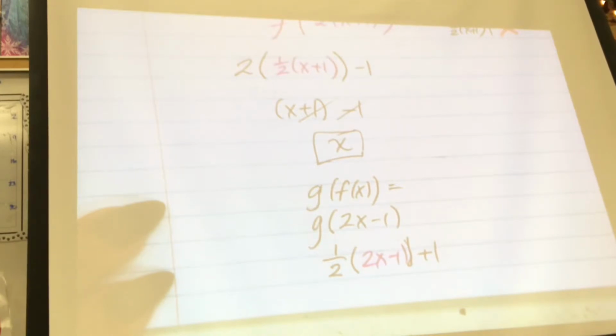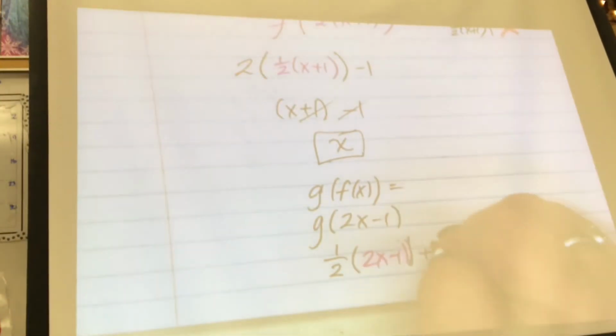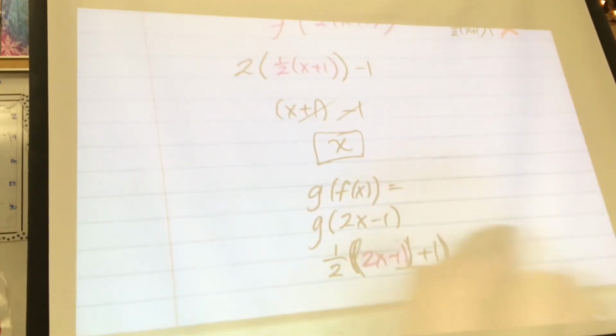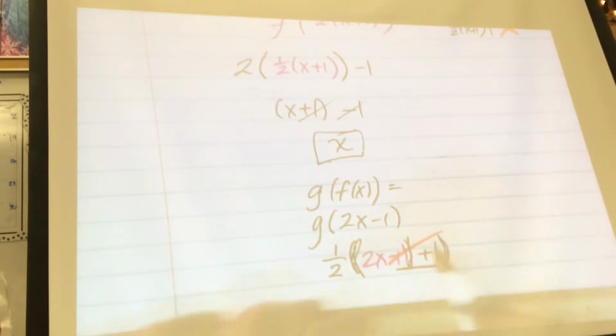Please excuse my dear Aunt Sally means that I am not allowed to do this in any order that I want. So I have a 2x minus 1 and then a plus 1 right here. It's all in the same parentheses. So what can I do with this plus 1 and minus 1? What's going to happen to those two bad boys? This goes away. What am I left with? Hello, what am I left with, guys?